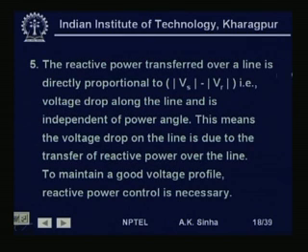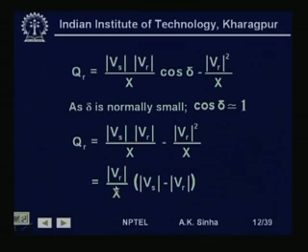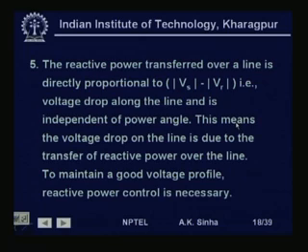So, reactive power transferred over a line is directly proportional to the magnitude of Vs minus the magnitude of Vr, that is, the voltage drop along the line, and is independent of the power angle. That is, in this relationship we do not have any power angle delta coming into the picture. This means the voltage drop on the line is due to the transfer of reactive power over the line. That is, it is because of the reactive power being transferred over the line that there is a large drop in the voltage.